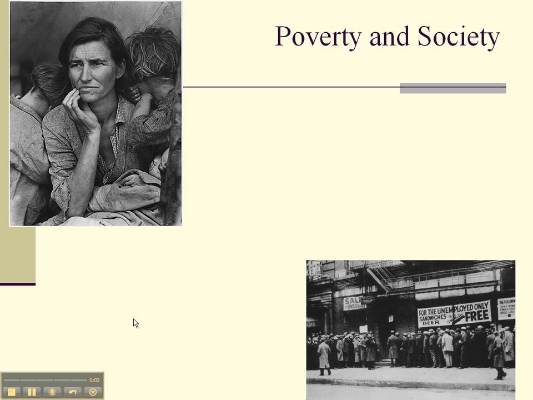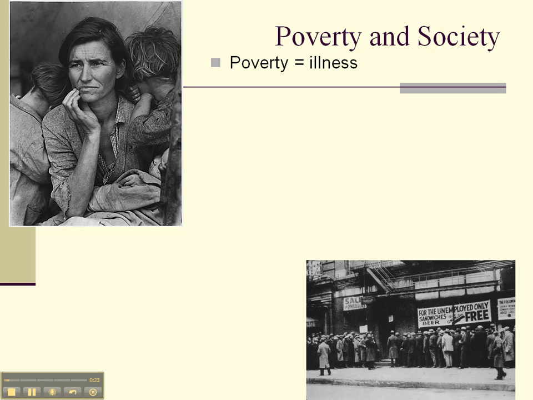So these pictures you see on this slide, if you look at the picture on the left, this is a woman living in a Hooverville with two of her children. It is one of the most iconic, one of the most famous pictures of this time period. I think the story is she's only in her early 30s. She looks much, much older than that in this photo. We'll talk about the other photo in a second.